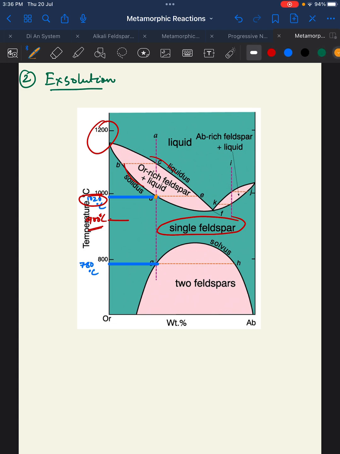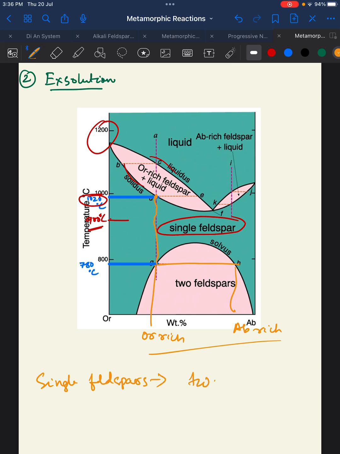this solid, which was initially here, with decrease in temperature will reach this point G. At G it will dissolve into two different feldspars. One will be orthoclase rich and the other will be albite rich. So this is also a kind of metamorphic transformation or a metamorphic reaction. A single feldspar is getting transformed into two separate feldspars.